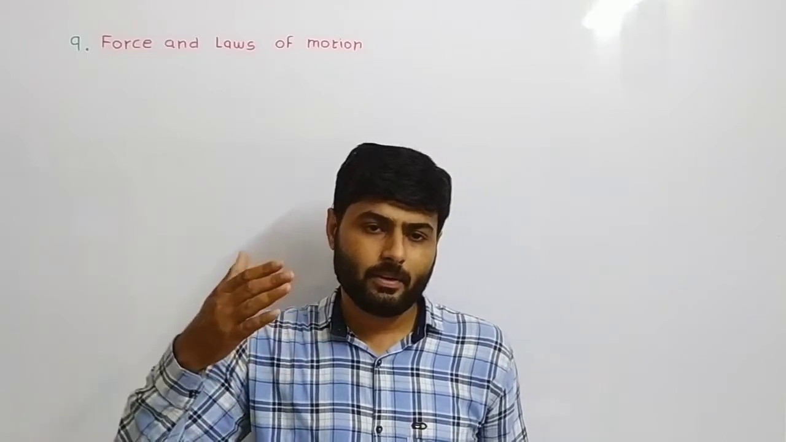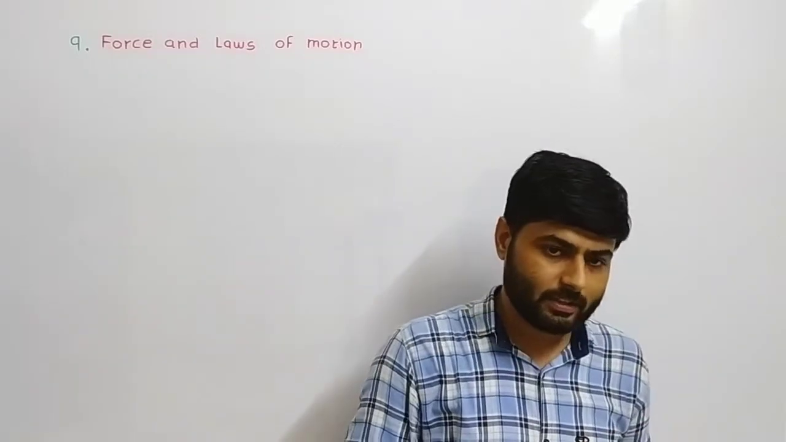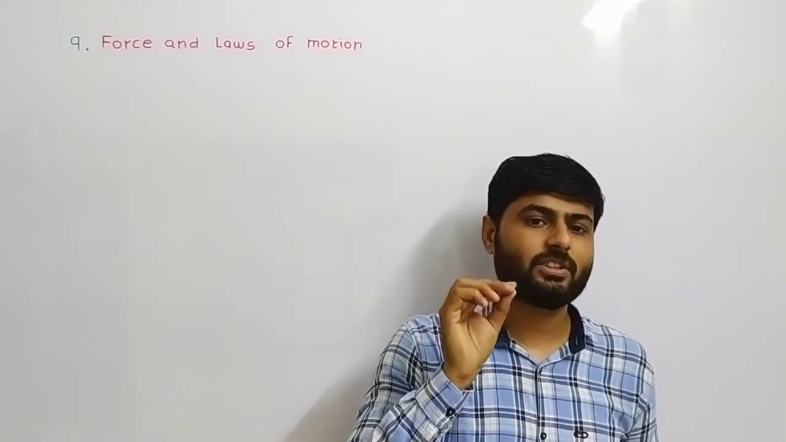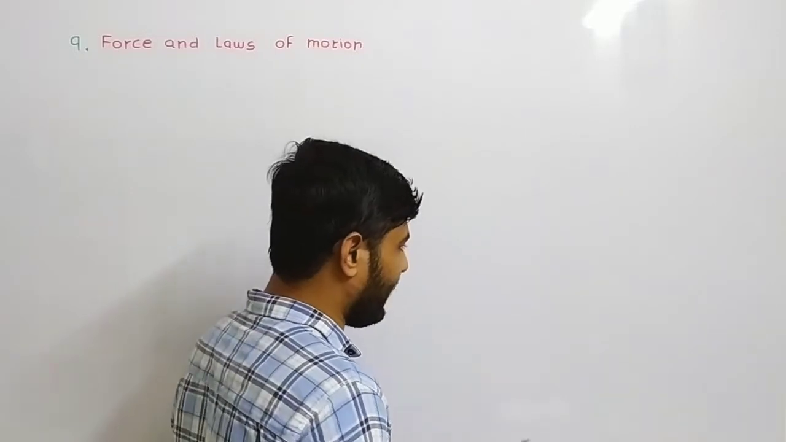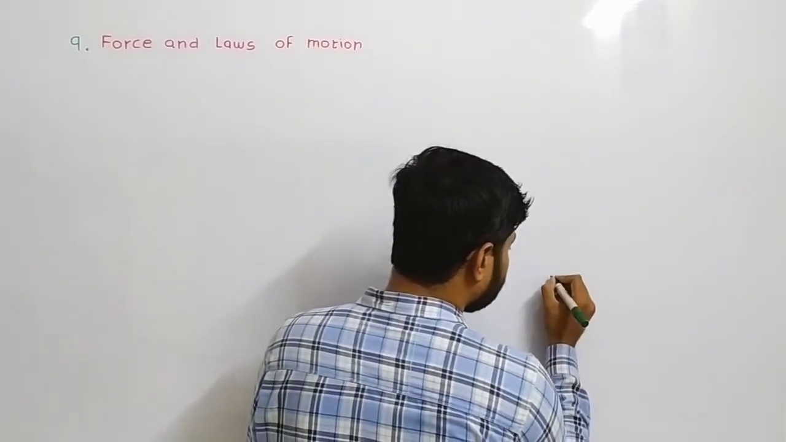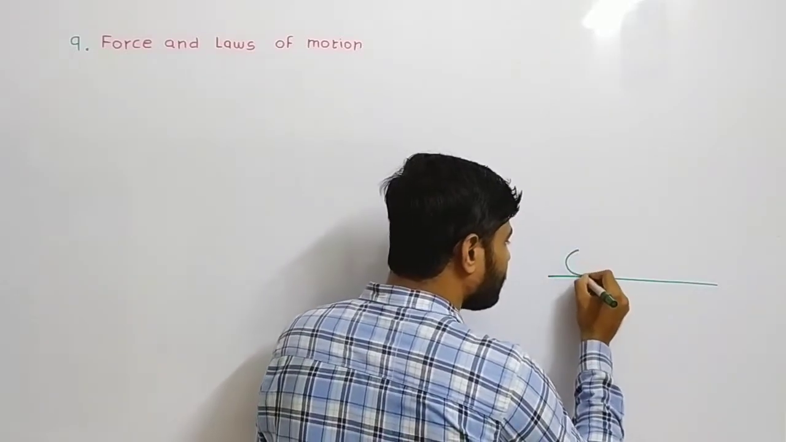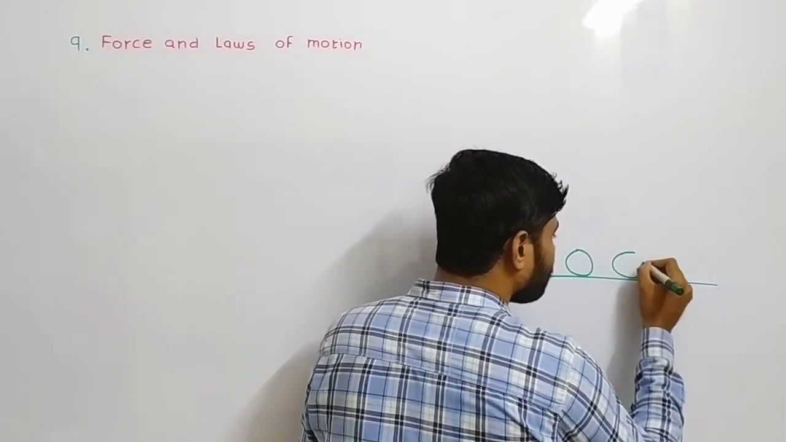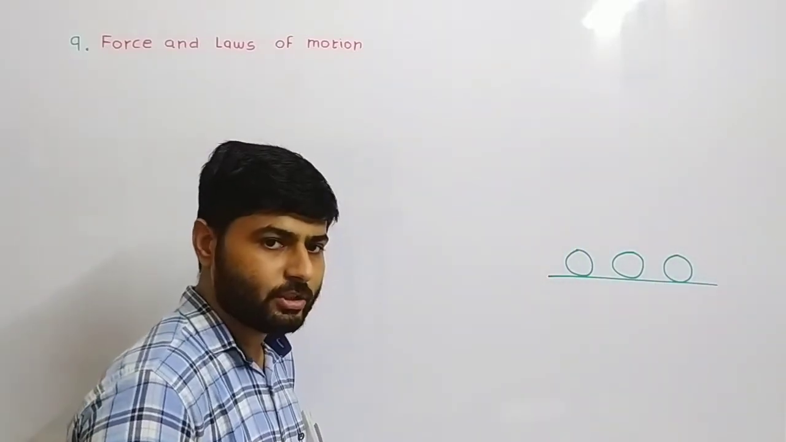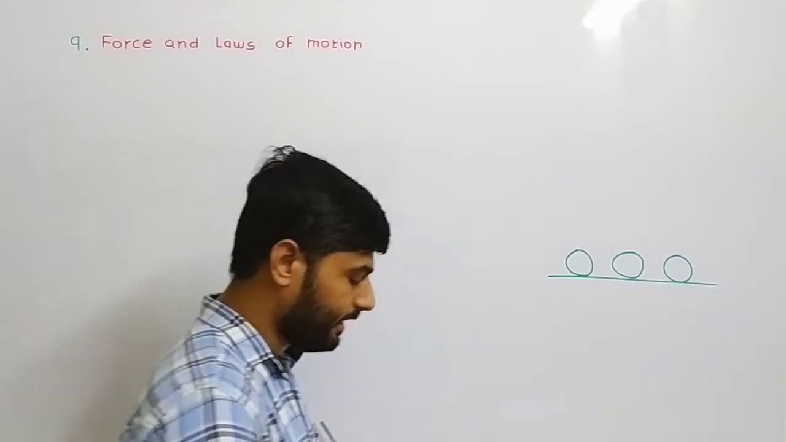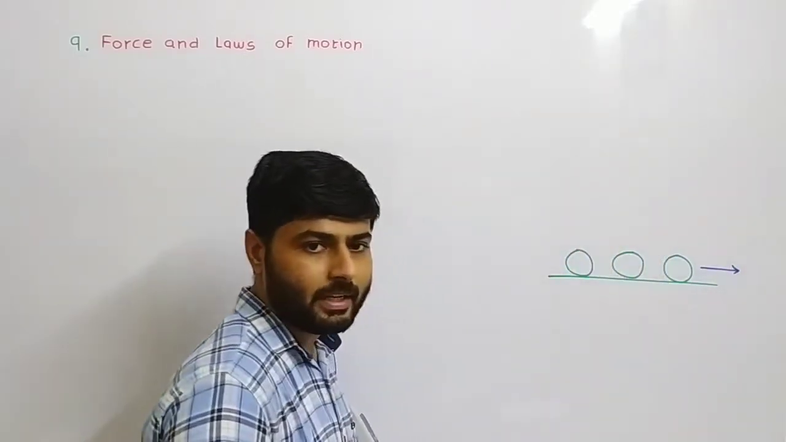Now we know that when the engine and wagon travel on the track, there may be some frictional force applied by the track, which means the situation is like this. If this is the track, and this is the wheel, the engine tries to pull the wagon and runs in this direction.